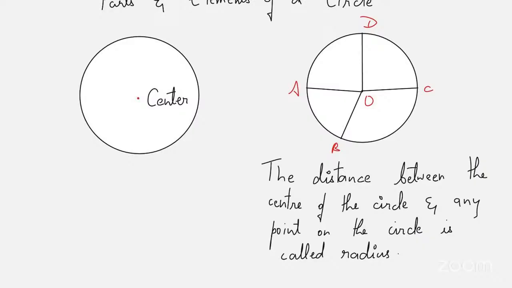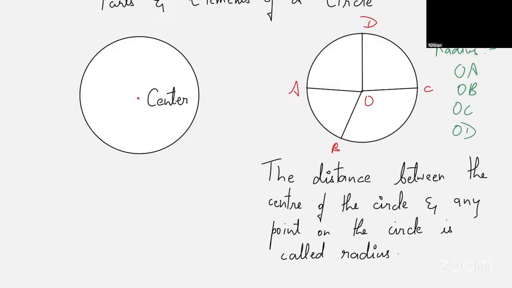Now in this circle, what are the radius? Radius are four that I have marked: OA, OB, OC, and OD. You can write them as examples. And the length of OA, OB, OC, and OD are all same. The measurement of all the radius in a circle is always same.